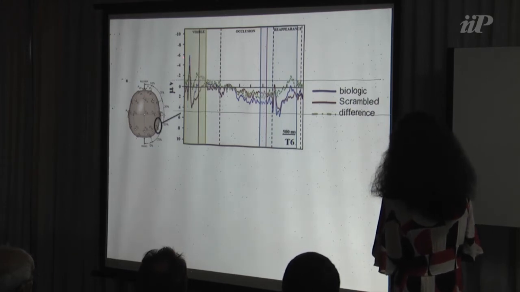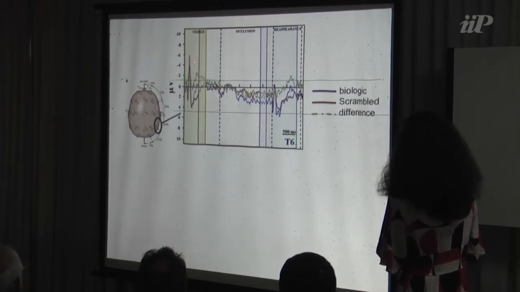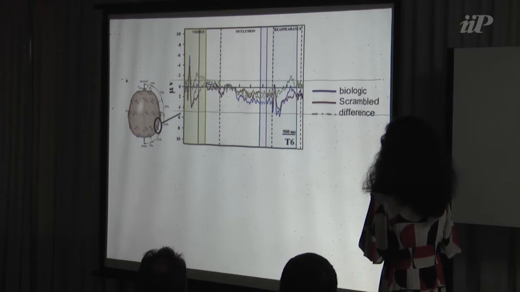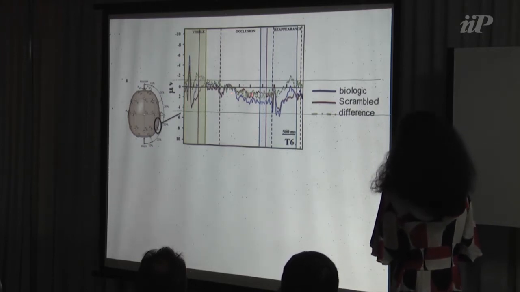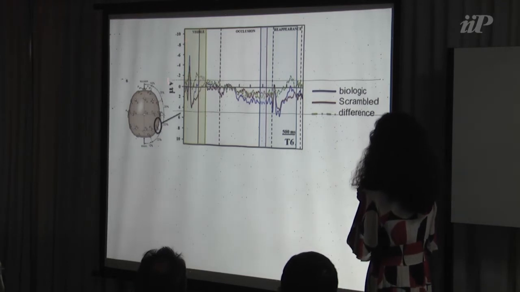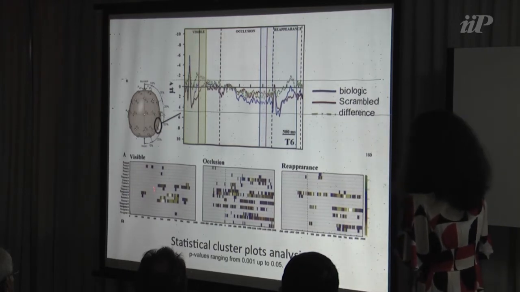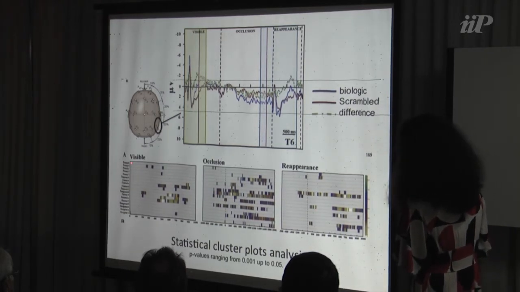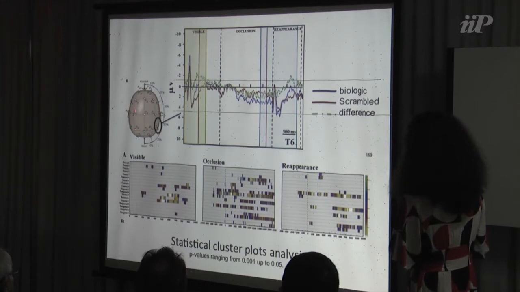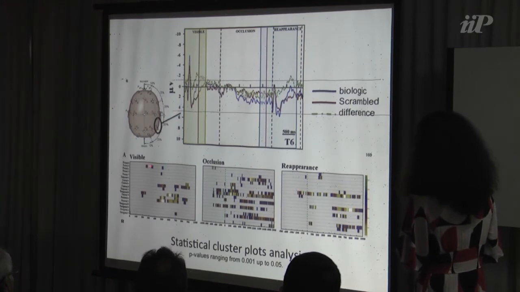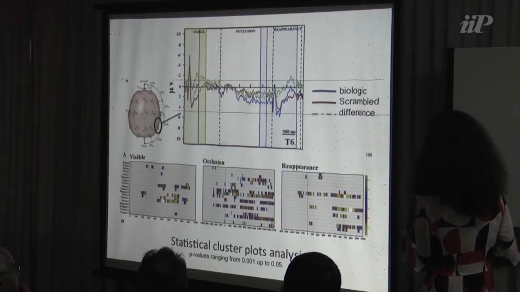And here you can compare the biological condition, which is blue, with the red condition, which is the scrambled configuration, and see that there are some differences through the processing, not only in the visual evoked potential, but through time. And this was plotted in these graphs, as you can see here. Those are all the electrodes. This is a 16 electrode configuration. And for each line, the difference between the biological motion and the scrambled motion through time for each condition: the visible part, the occlusion condition, and the reappearance condition.